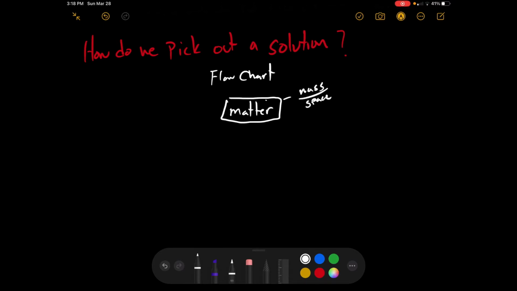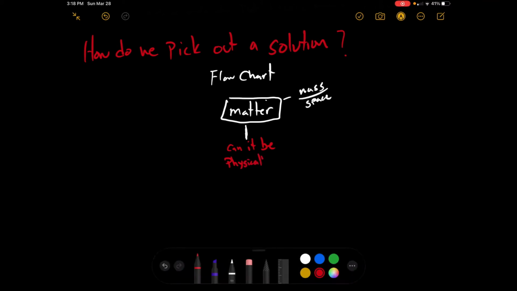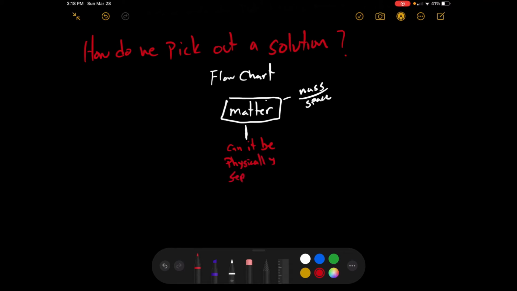Okay? So if you want to learn to pick out a solution, you have to know a couple different things. And to know those things, you can ask yourself a couple questions. One is, here's the question: can it be physically separated?